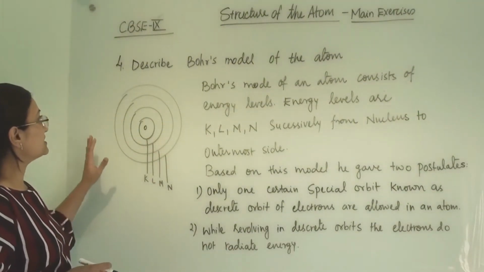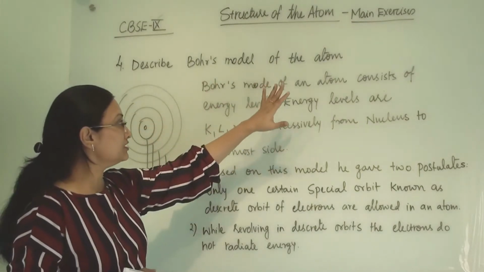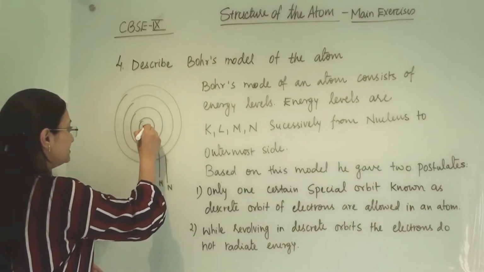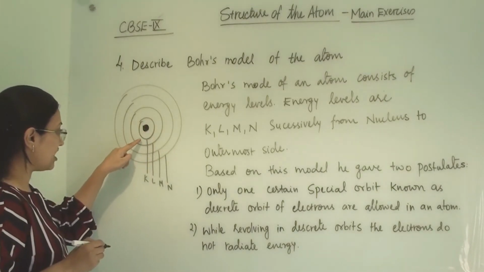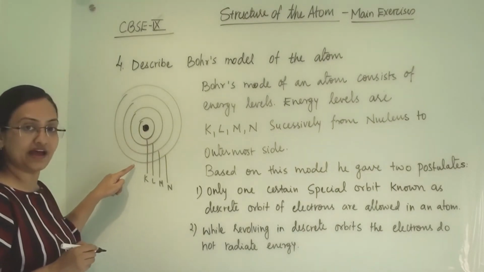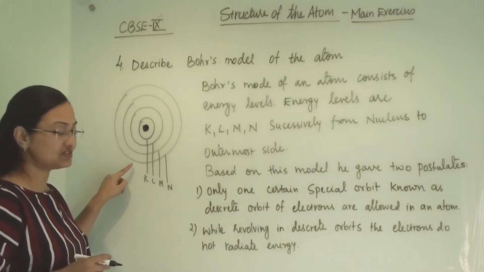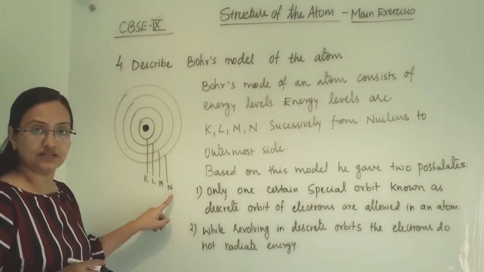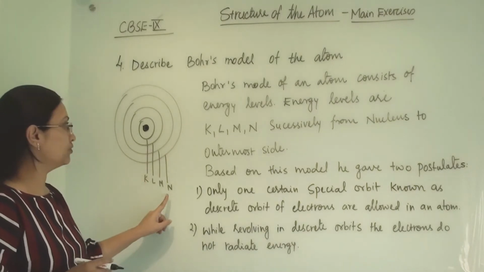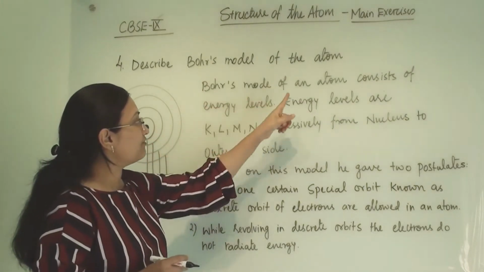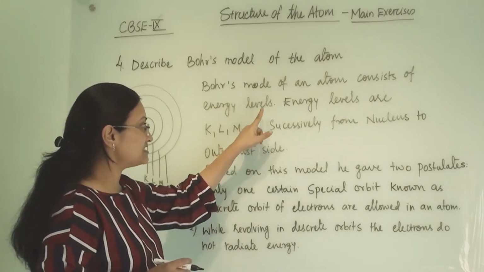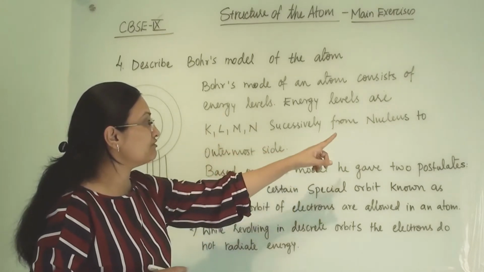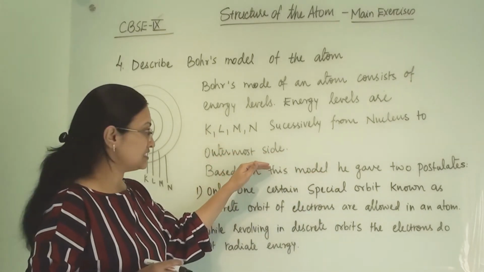Our fourth question is, describe Bohr's model of the atom. So we have to draw this Bohr's model of an atom, where this is the nucleus, and after that 4 successive energy levels, that is orbitals, we have to draw, from K, L, M and N, from inward to outward. Bohr's model of an atom consists of energy levels. Energy levels were K, L, M, N successively from nucleus to outermost side.